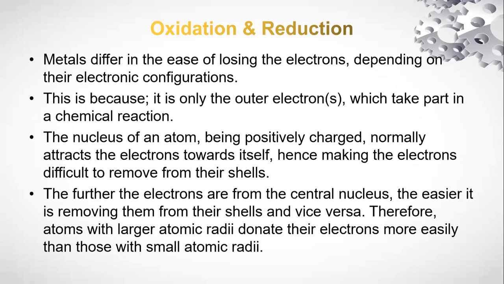The nucleus of an atom, being positively charged, normally attracts the electrons towards itself, since the electrons are negatively charged. So the nucleus attracts the electrons to itself, making the electrons difficult to remove from their shells. That's why you cannot remove an electron from the first shell or second shell, but only those on the outermost shell. So the further the electrons are from the central nucleus, the easier it is to remove them from their shells, and vice versa.